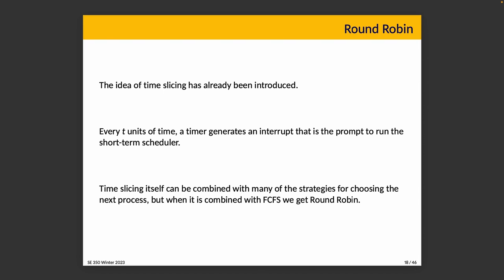So we've already talked in one context at least about the idea of time slices. And time slices is just a fancy way of saying taking turns, right? Every T units of time, a timer generates an interrupt, and that is the prompt to run the short-term scheduler. And time slicing itself can be combined with many of the strategies that we're talking about today. But when we combine it with first-come, first-serve specifically, we get round-robin.